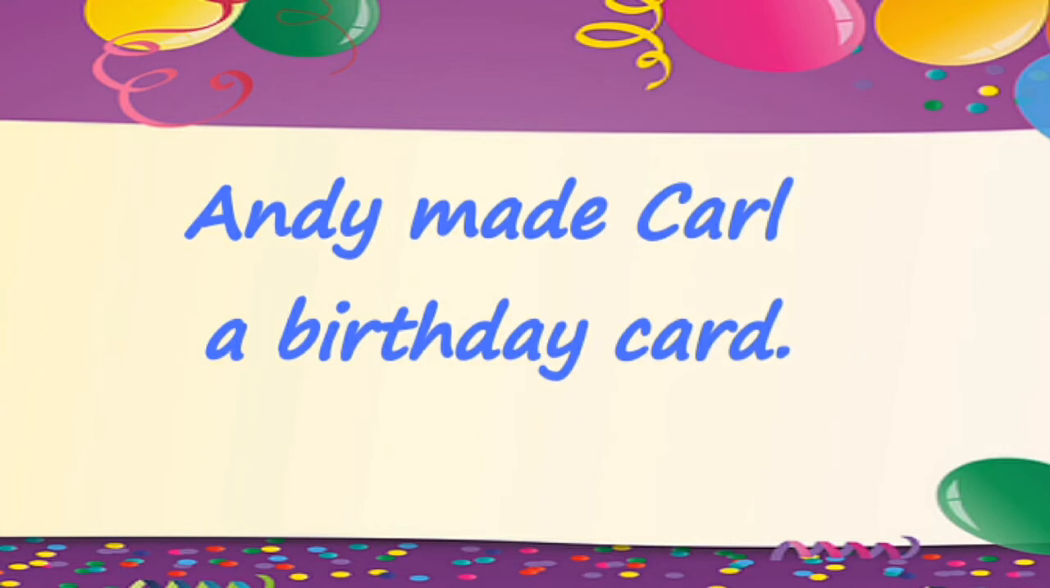Another example. Andy made Carl a birthday card. Andy is the subject, made is the action verb. So again, to find the indirect object, we must first find the direct object. So Andy made what? A birthday card. Birthday card will be our direct object here in the sentence. Now we can ask for whom? Carl. Carl will be our indirect object. Carl is the recipient of the direct object birthday card.